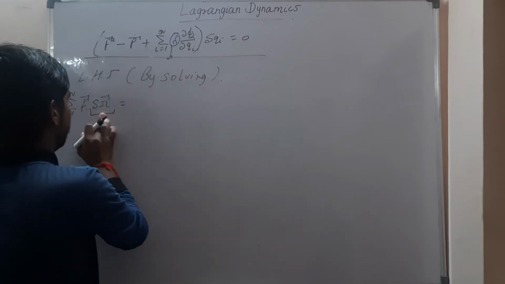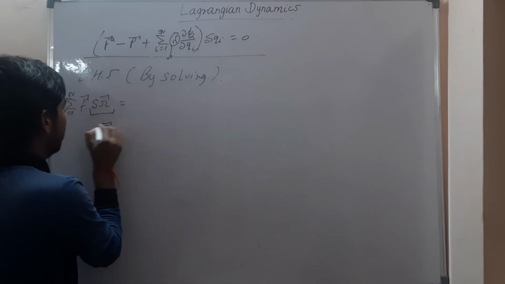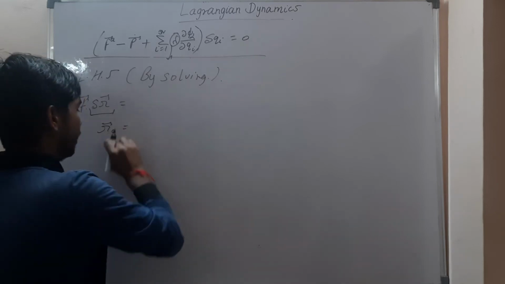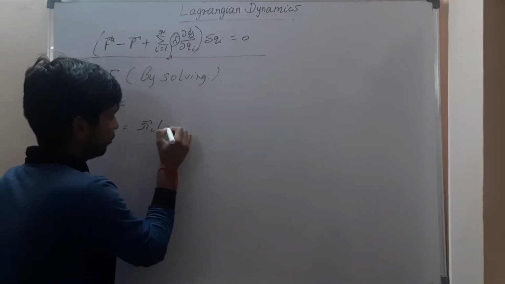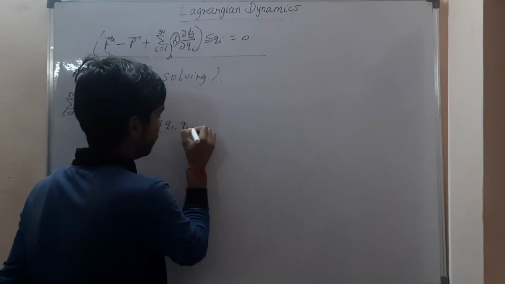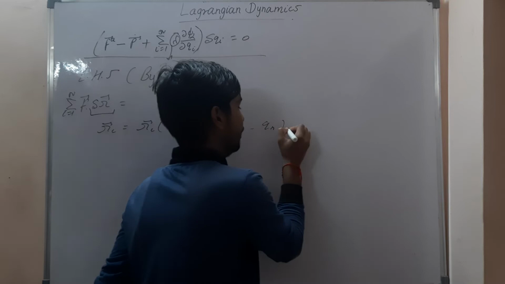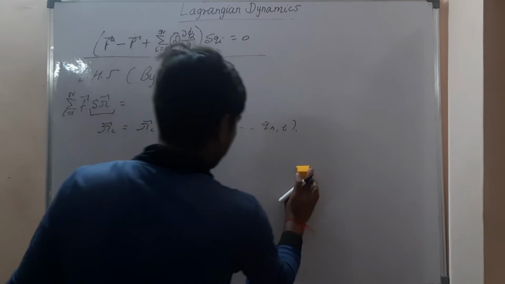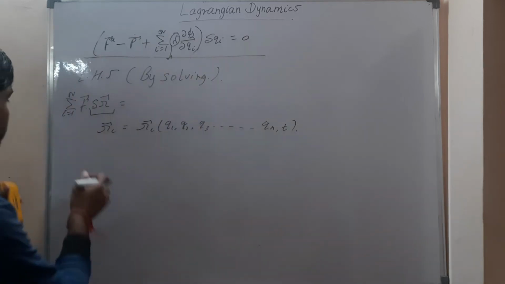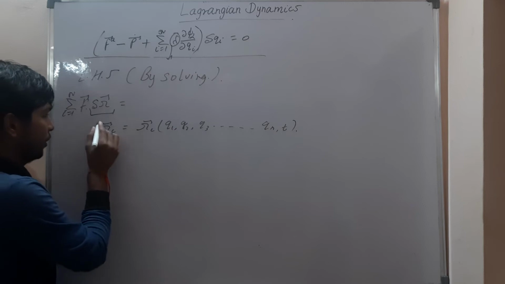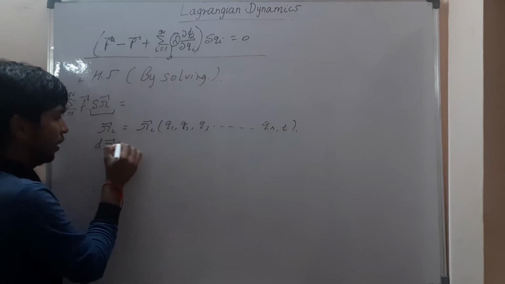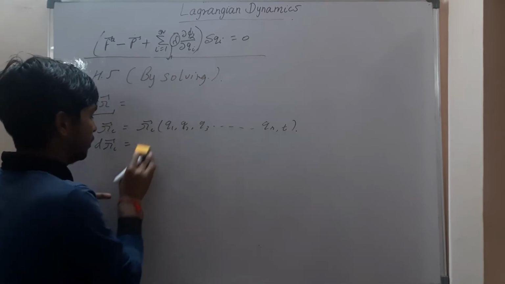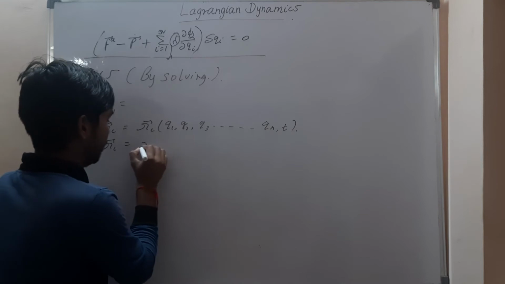If any system is a particle, we know the generalized coordinate Ri. Let me take Ri general. Ri is a position for a particle or system, which is a function of Q1, Q2, Q3, up to Qn and t. So we can change it like this. If I want a small displacement del R, then I can convert it like this, if I take a partial derivative of this.